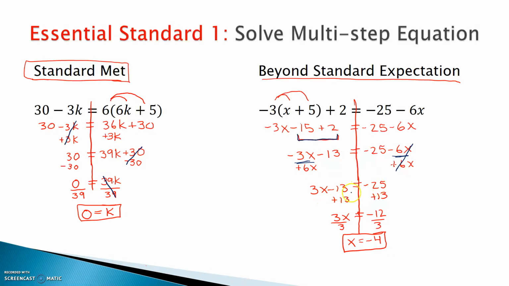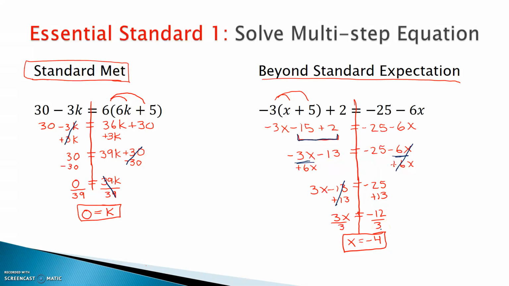Now, this becomes a two-step equation. Well, let's add 13 to both sides. It cancels out again. I get negative 25 plus 13 is negative 12. Careful with your negatives. Lastly, here I have to divide both sides by 3. Now, again, 3 divided by 3 is just 1, or simply 1x. You can write the 1 if you want. And then negative 12 divided by 3 is negative 4.